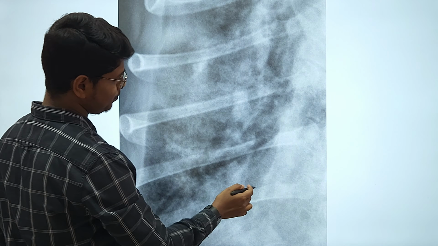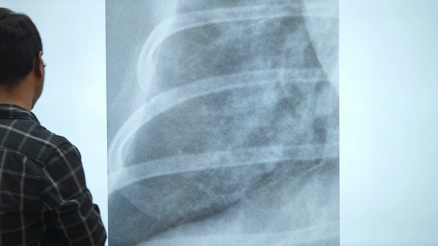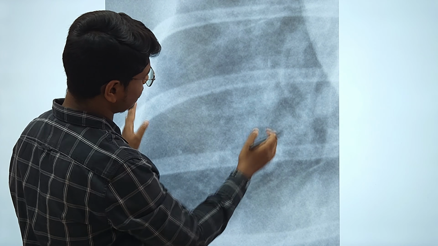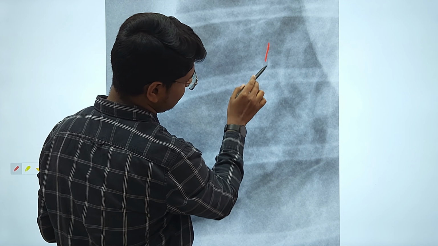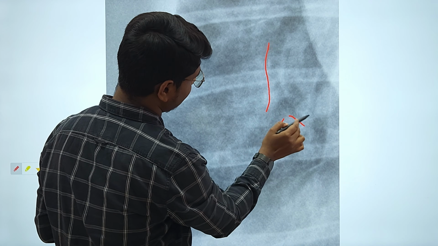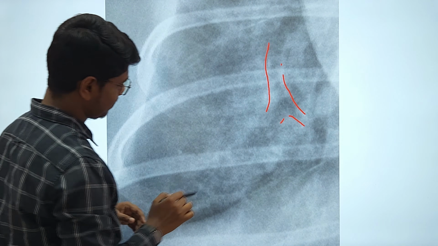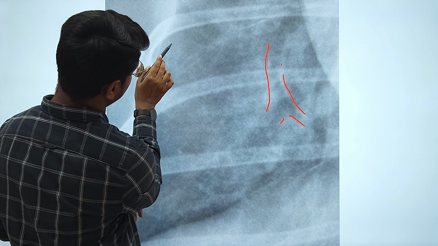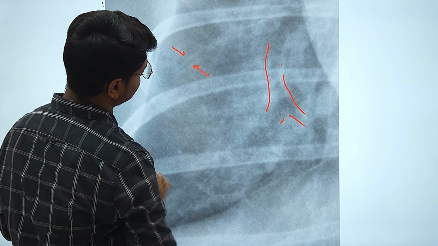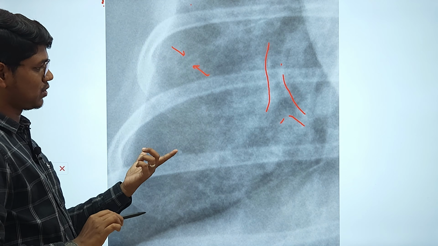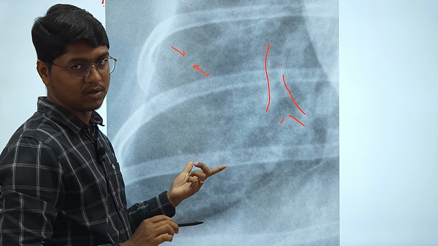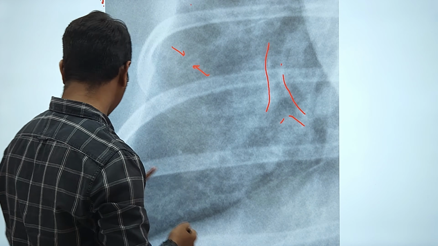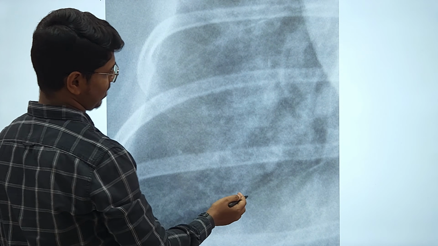Next, here you can clearly say this is an unstructured pattern. But can you see an air bronchogram here? This one is an air bronchogram, and here is a tram line. This is an unstructured one, the opacity is not that intense. So this is mixed. You have to look for other signs, symptoms, and lab reports.